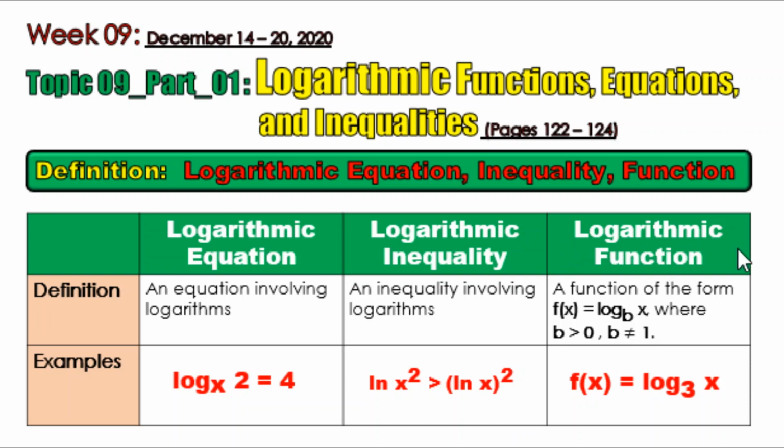And the last one, we have logarithmic function. It is a function of the form f of x is equal to logarithm of x to the base b, where b is greater than 0 and b is not equal to 1. An example of this is f of x is equal to logarithm of x to the base 3. As you can see, this is a function. It involves two variables, x and y, or f of x, and it uses an equal sign. So that is an example of a logarithmic function.